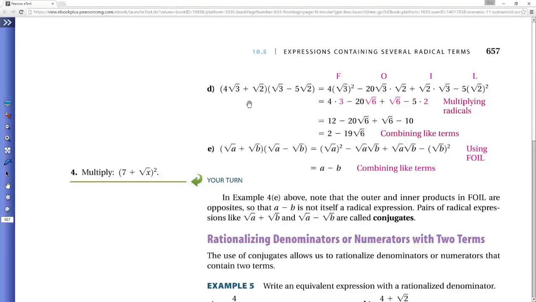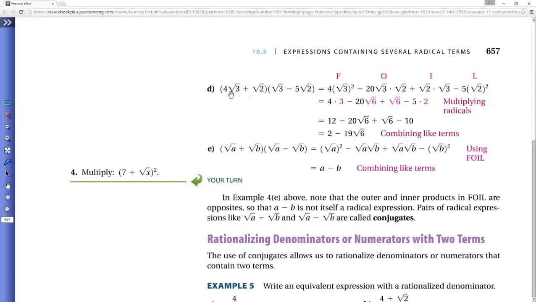Here's that FOIL stuff again. And that's the only thing we can do in this case. There's no shortcuts for two different binomials. So here's FOIL, which stands for first times first. So 4 square roots of 3 times the square root of 3, and we'd end up with 4 times 3. Remember that if you square the square root of 3, you'll get 3.